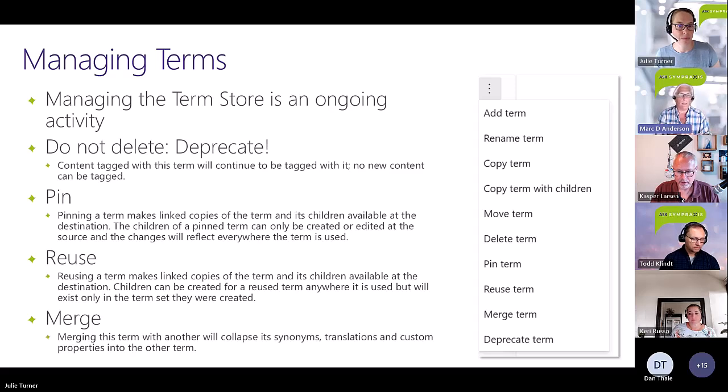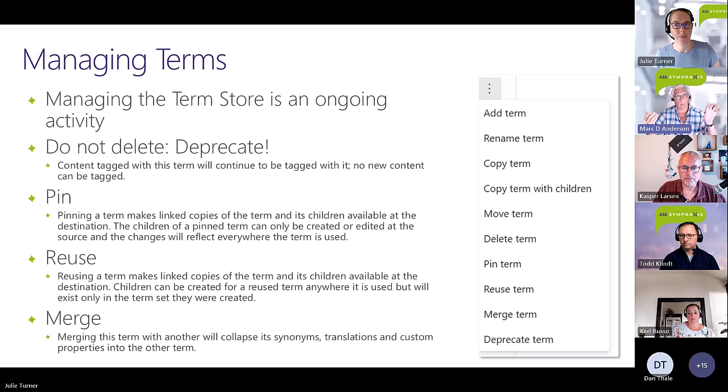If you put in a bunch of terms and you realize you don't need them and nobody's tagged them before, use delete. But otherwise, if there's even the possibility that somebody's used them, deprecate. Pin and reuse are interesting because essentially in different term sets, you may have a lot of terms that are very similar or the same, but you don't want to add them in two separate places. So for example, you might have a list of departments and a list of career paths, and they're almost the same, but one has a few more terms than the other.